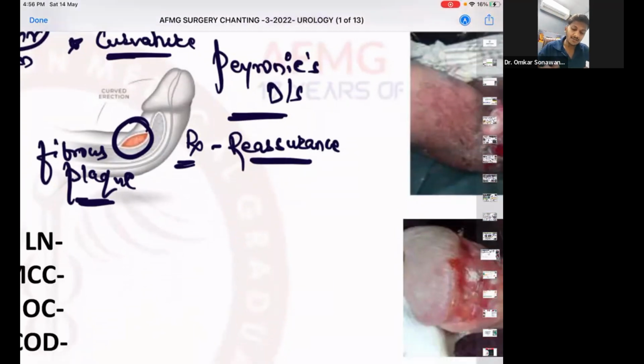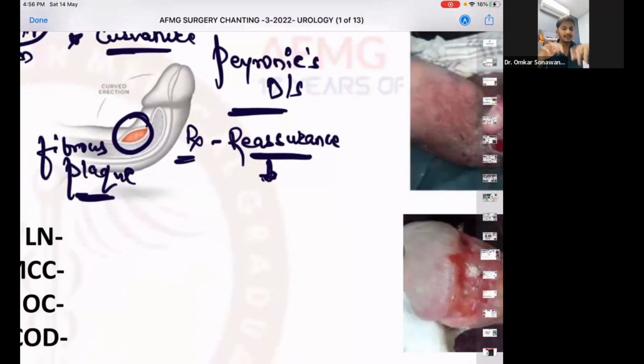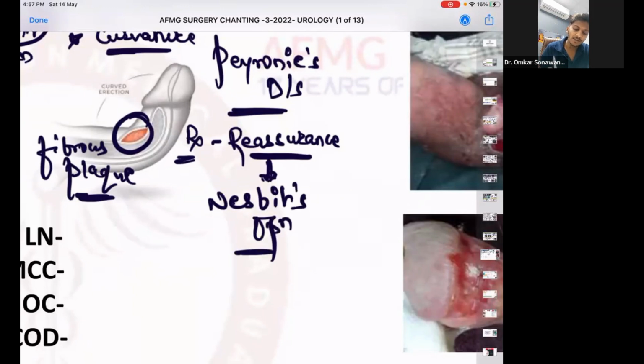If the patient insists, "No, I definitely want treatment," or if it is lasting for more than 6 months now, then a procedure which is performed is known as the Nesbit's operation. What do we do in Nesbit's operation? Apply a non-absorbable suture over here, so he will get a straight penile erection.